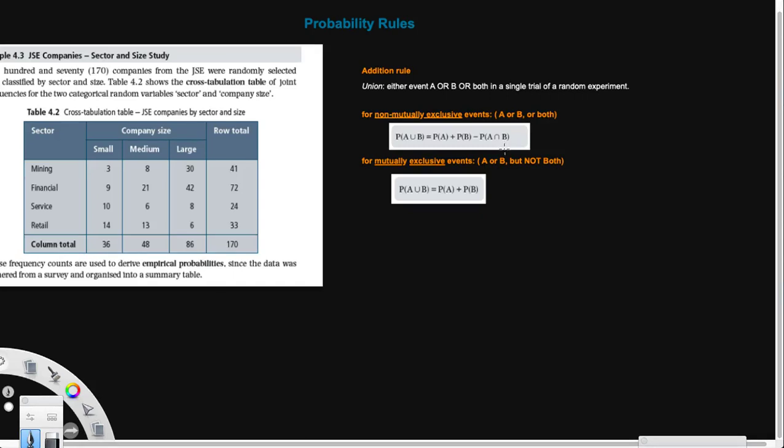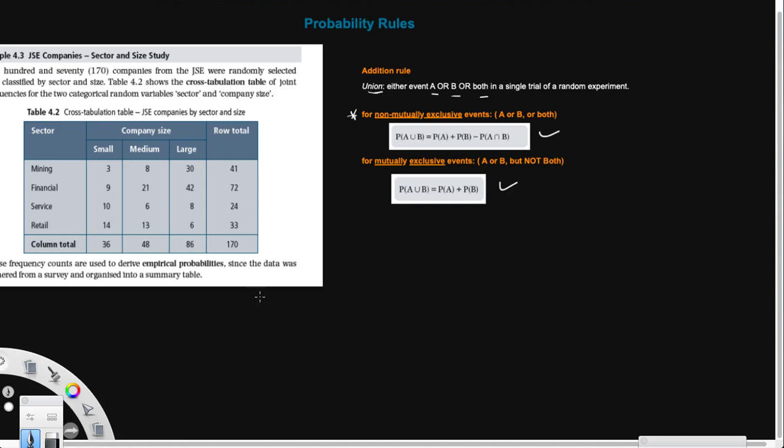So, probability rules have been developed in order to calculate the probability of compound or multiple events occurring at the same time. We usually have two rules, what we call the addition rule and the multiplication rule. The first one that I'm going to look at now is the addition rule. The addition rule is just the union of either event A, B, or both in a single trial of a random experiment. And this has been subdivided into addition rule for non-mutually exclusive events and for mutually exclusive events. And these are the formulas.